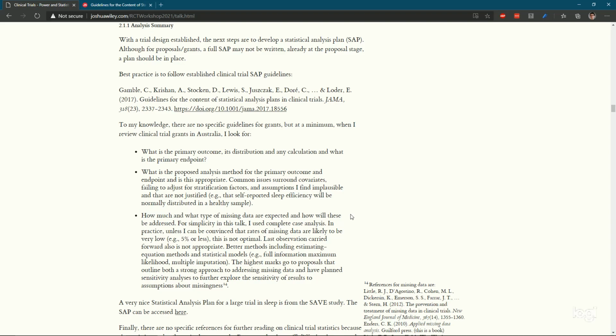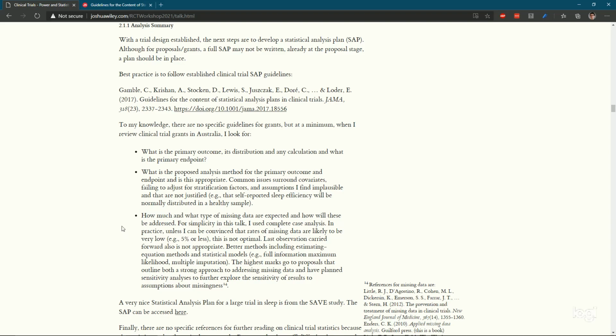Common issues I see surround covariates, failing to adjust for stratification factors, and assumptions I find implausible and that are not justified. For example, if someone says that self-reported sleep efficiency will be normally distributed in a healthy sample, my knowledge of sleep efficiency is that it's not normally distributed in a healthy sample, certainly not when it's self-reported. It may be in your sample, and if someone justified it, that's fine. But if not, and they said we're going to use linear regression and they don't have any backup plan, I'm going to be concerned.